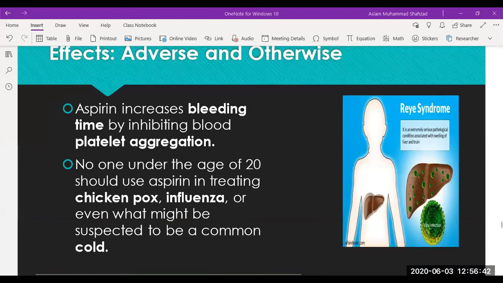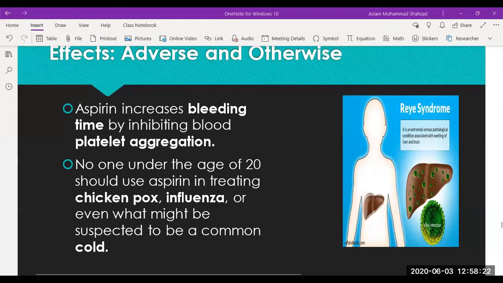The adverse effect of aspirin is that it can increase the chance of bleeding because it is also used for thinning the blood. It inhibits the platelets, and whenever you have any cut or wound, platelets are important because a cut or wound is healed by platelets. The problem with aspirin is that platelet aggregation stops, and then it can cause a number of complications.